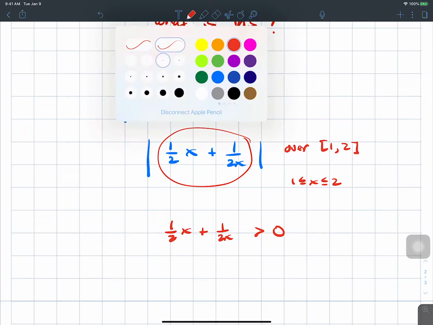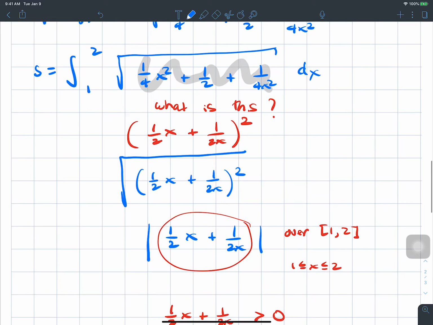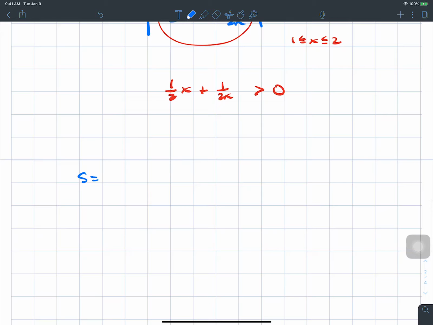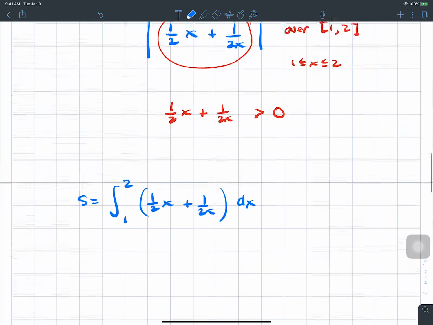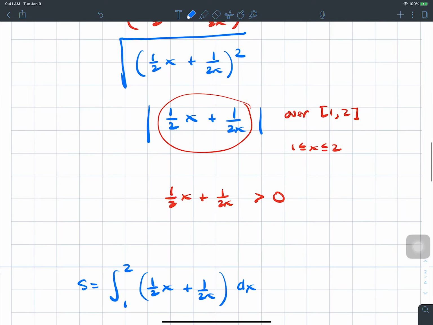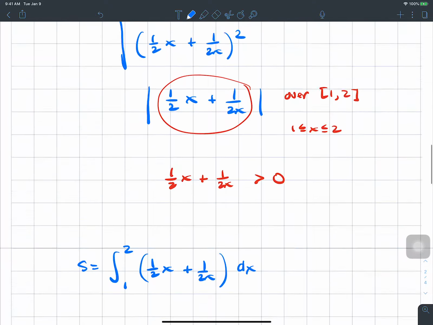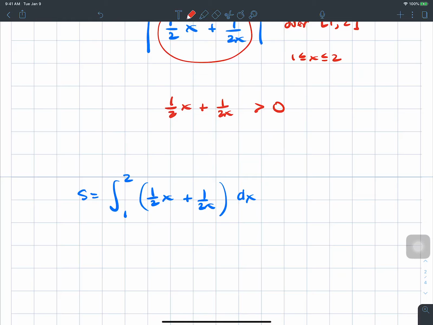And that's important, because what that means is, since this is my integrand, let me write it down here, all I have to do is remove the absolute value sign, because this is a positive term. And that happens with some of these here. So you guys know they're all specially chosen, so this works out, okay? So notice this, 1/2 x plus 1 over 2x is positive, so the absolute value sign goes away. Now we can integrate, and that's the idea here. All right, so now we integrate.